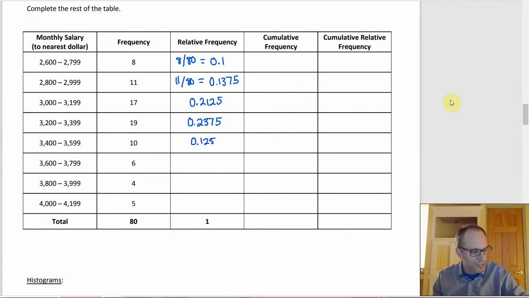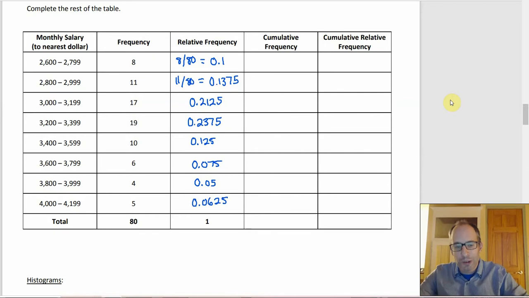Let's see, 6 is 0.075. 4 out of 80 is the same thing as 1 out of 20, 0.05. And then 5 is 0.0625. All right, so there are the relative frequencies.